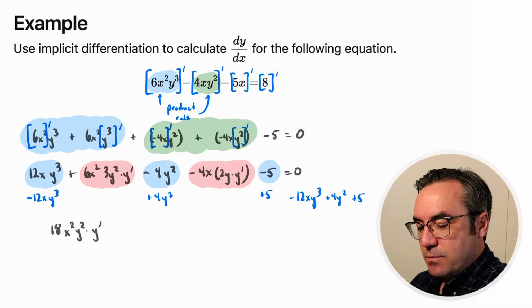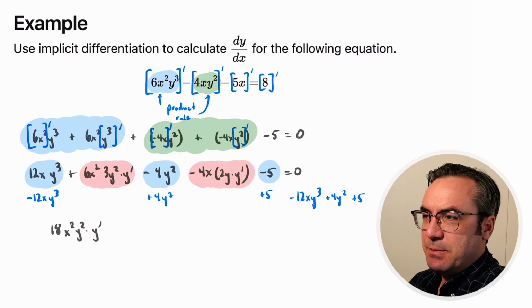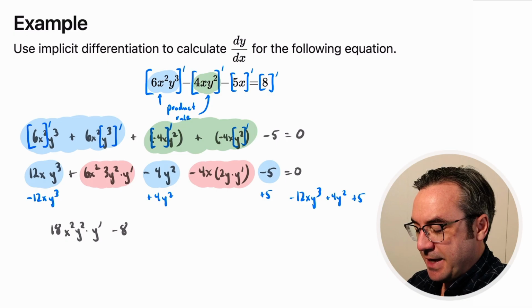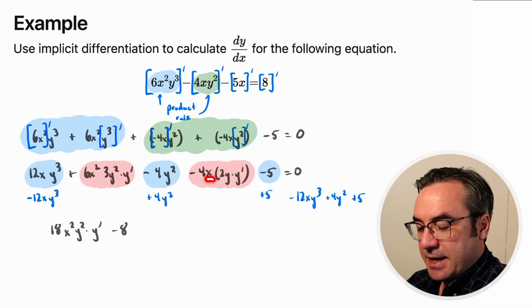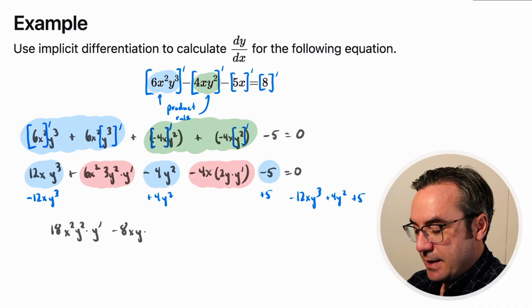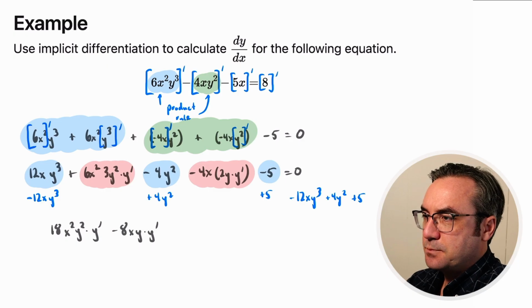And then let's simplify this one similarly. So we've got a negative 4 and a 2. So let's multiply those together. We get negative 8. And then we've got an x, a y, and a y prime. So x, y, and then times y prime.